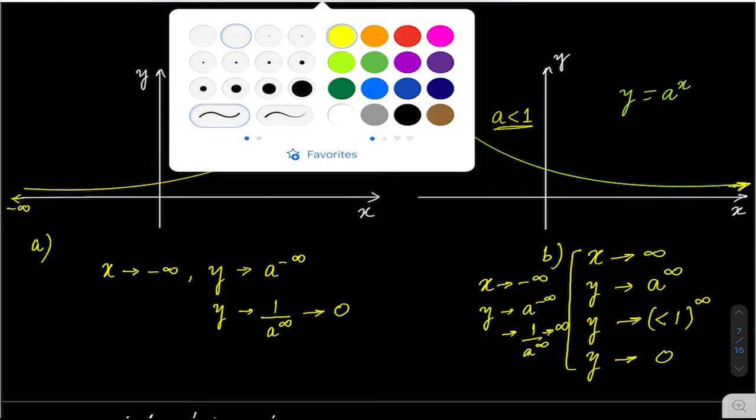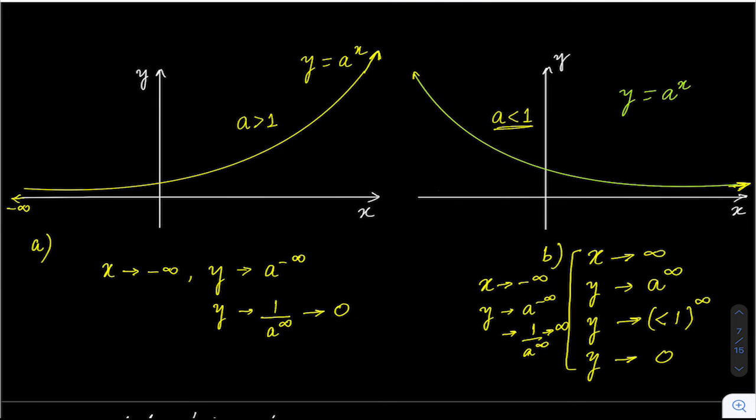Now what are the important points in this graph? There are mainly two important points in these graphs. First is the asymptote.